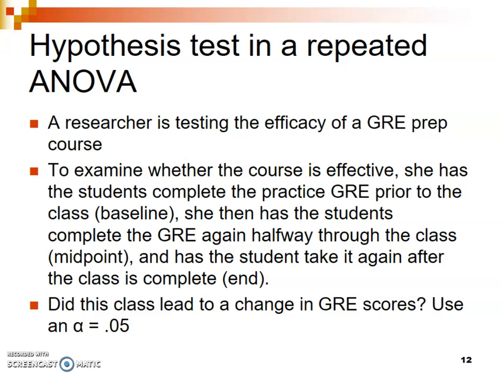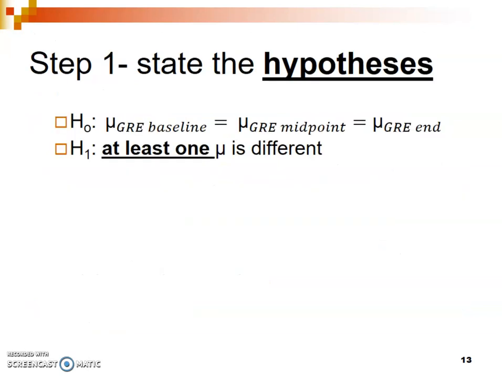In step one of our hypothesis testing procedure, we're always going to state our competing hypotheses. Our two competing hypotheses in this type of ANOVA, the first one would be that there is no difference in the GRE scores across these three different measurements. Remember that we're always hypothesizing about the population level mean. That's why you see the symbol mu there. The symbol mu, again, represents the population level mean.